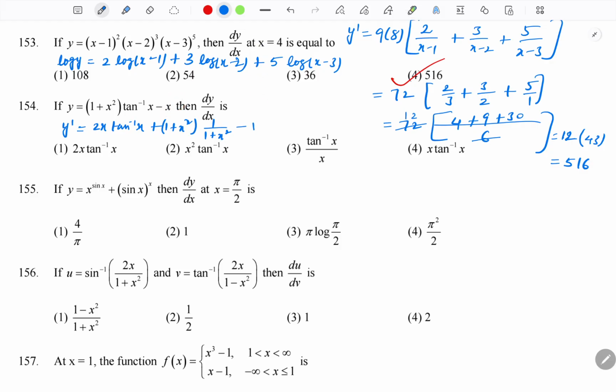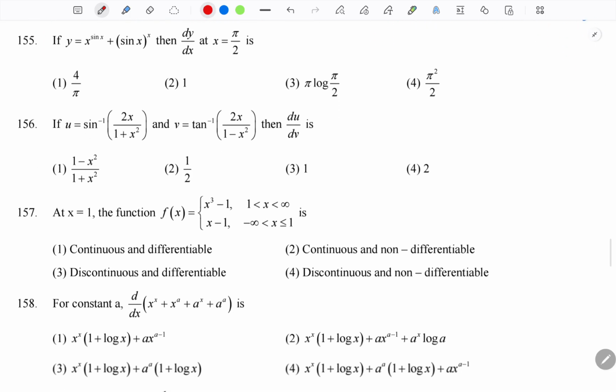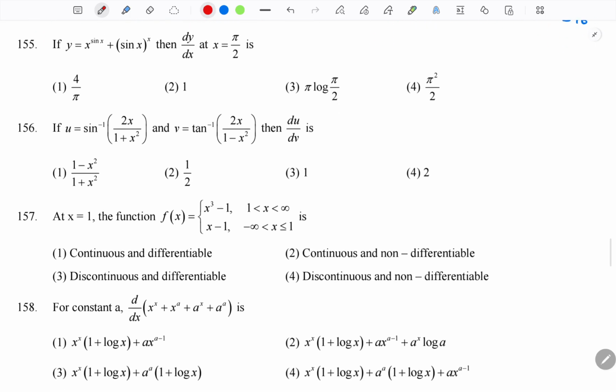So what is your observation? This term and this term will cancel. Then this one also will cancel. What is remaining here? Plus 1 and minus 1, right? So this one equals 2x tan inverse x. So which option? Option number 1. Next question. Whenever this type of question comes, I'll give a shortcut. Students, just apply that shortcut and you will get the answer very fast in examination time.